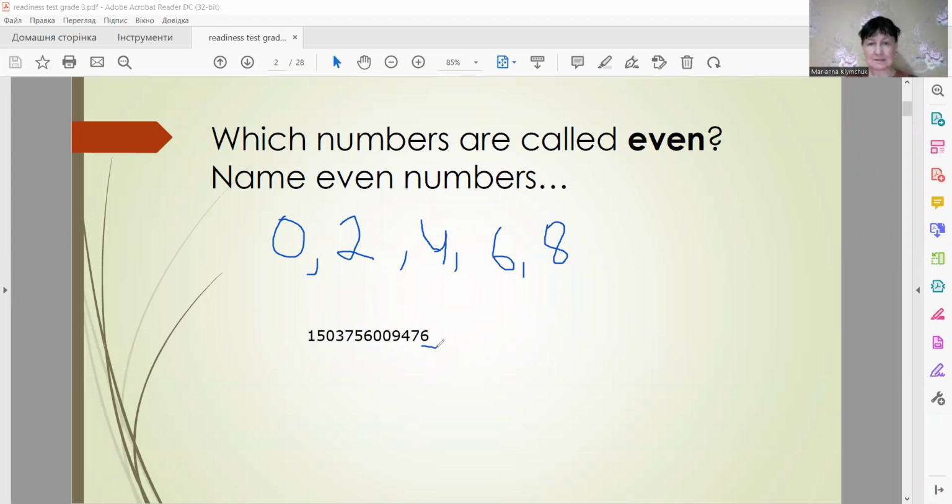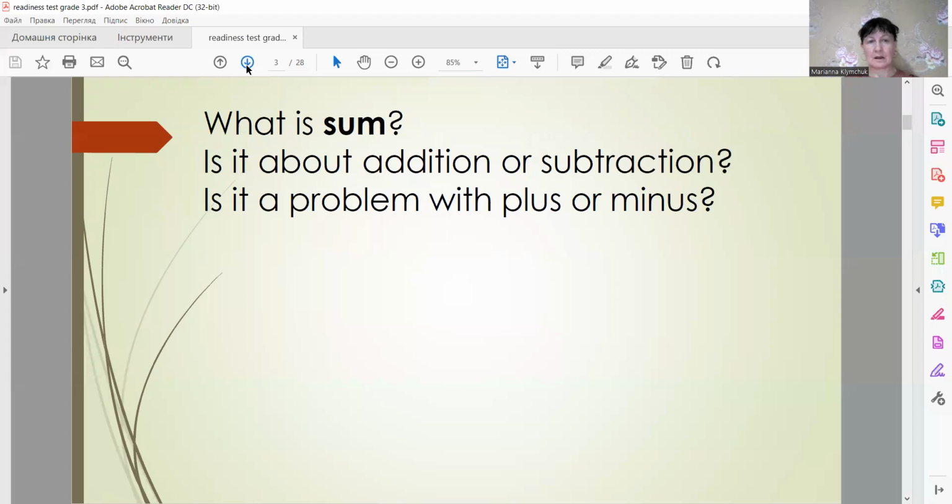We were discussing this. All the other numbers like 1, 3, 5, 7, 9, and everything that finishes with the digit 1, 3, 5, 7, 9 are called odd numbers. But for today, we need even numbers. Okay. Now let's move to another task that we need to review.